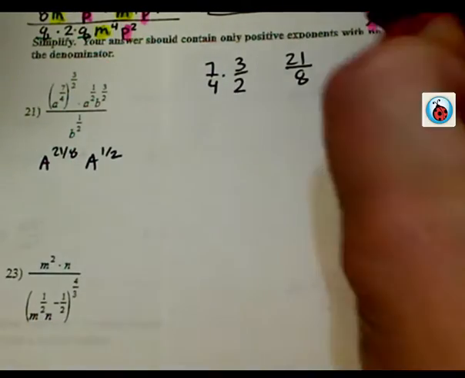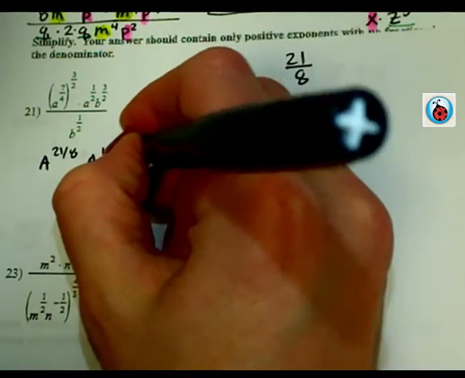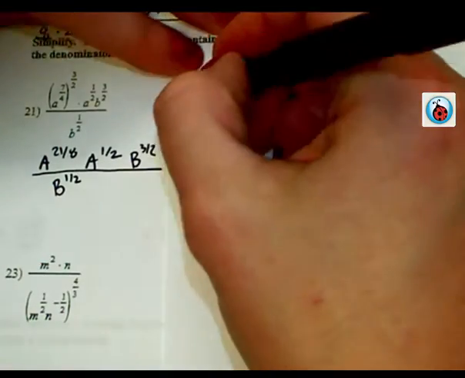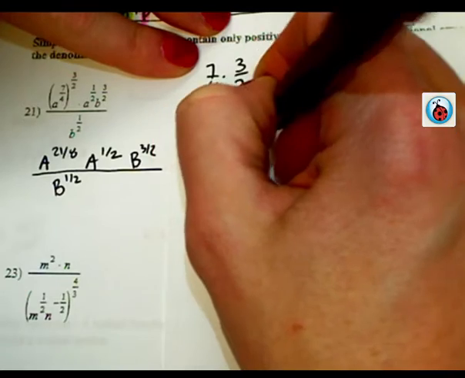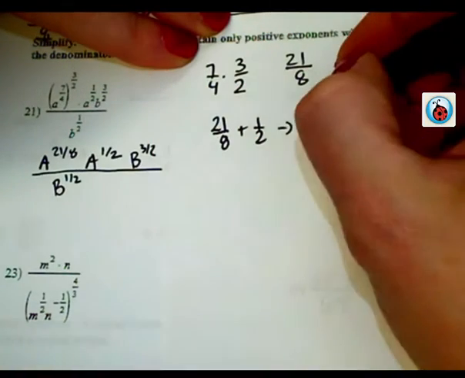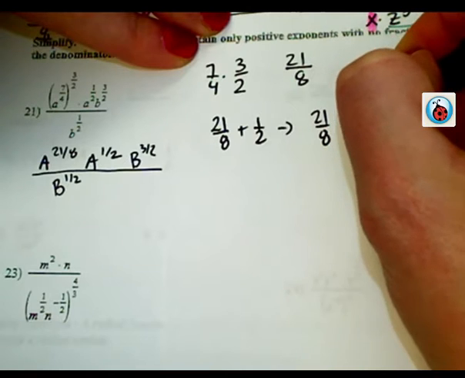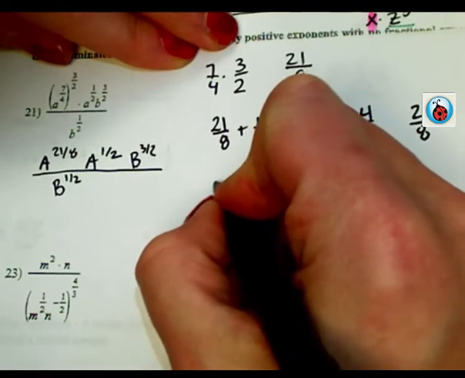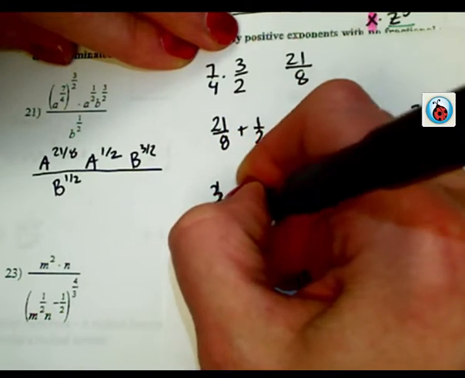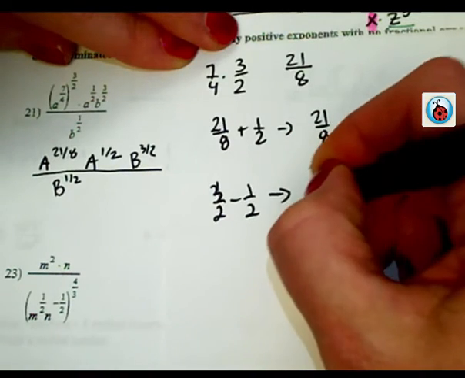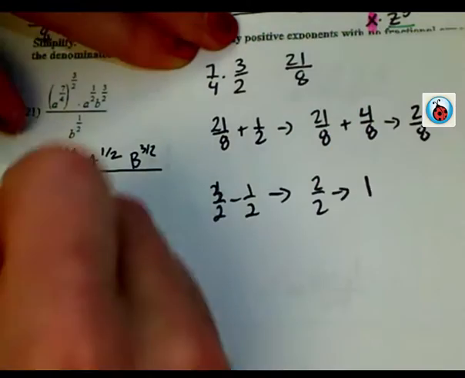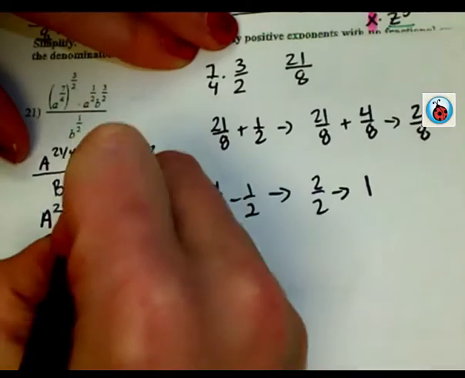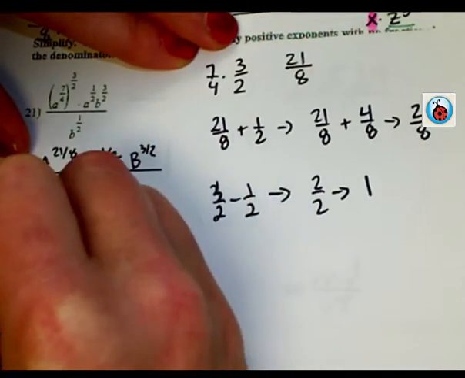Now, in order to speed this up, okay, so we've got B to the 3/2 and B to the 1/2. Okay, so I need to add 21 over 8 plus 1/2, which gives me 21 over 8 plus 4 over 8, 25 over 8. We need to subtract 3 over 2 minus 1 over 2, which is 2 over 2, is 1. Okay, so we end up with A to the 25 over 8 and B to the first.